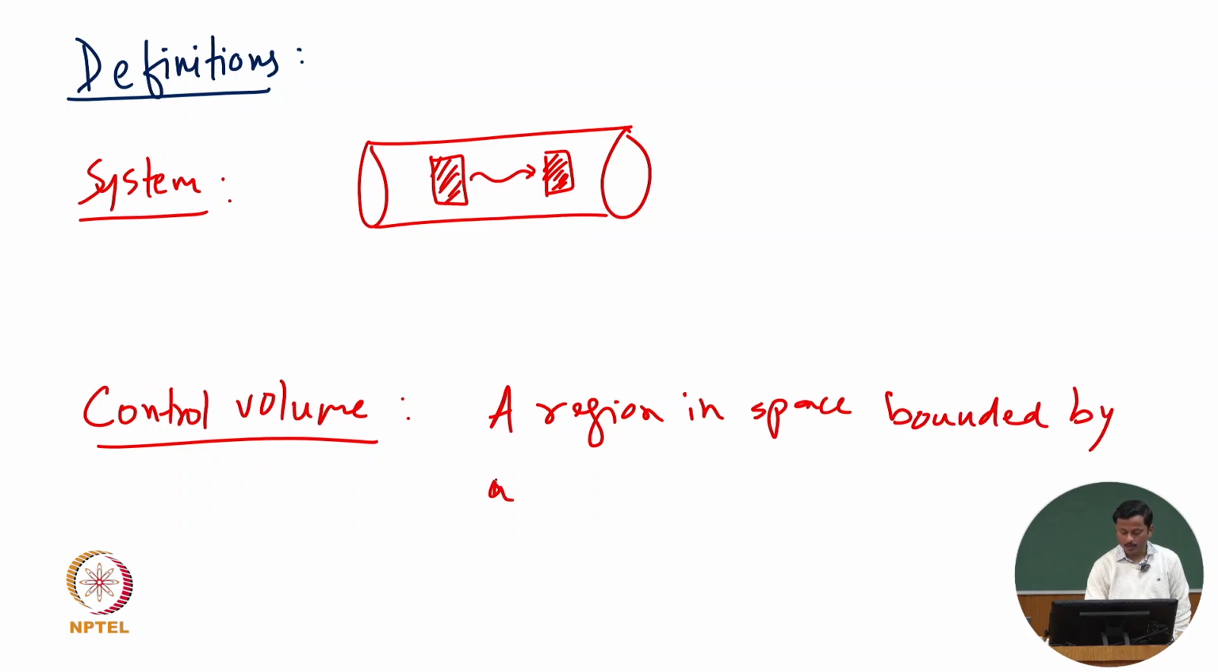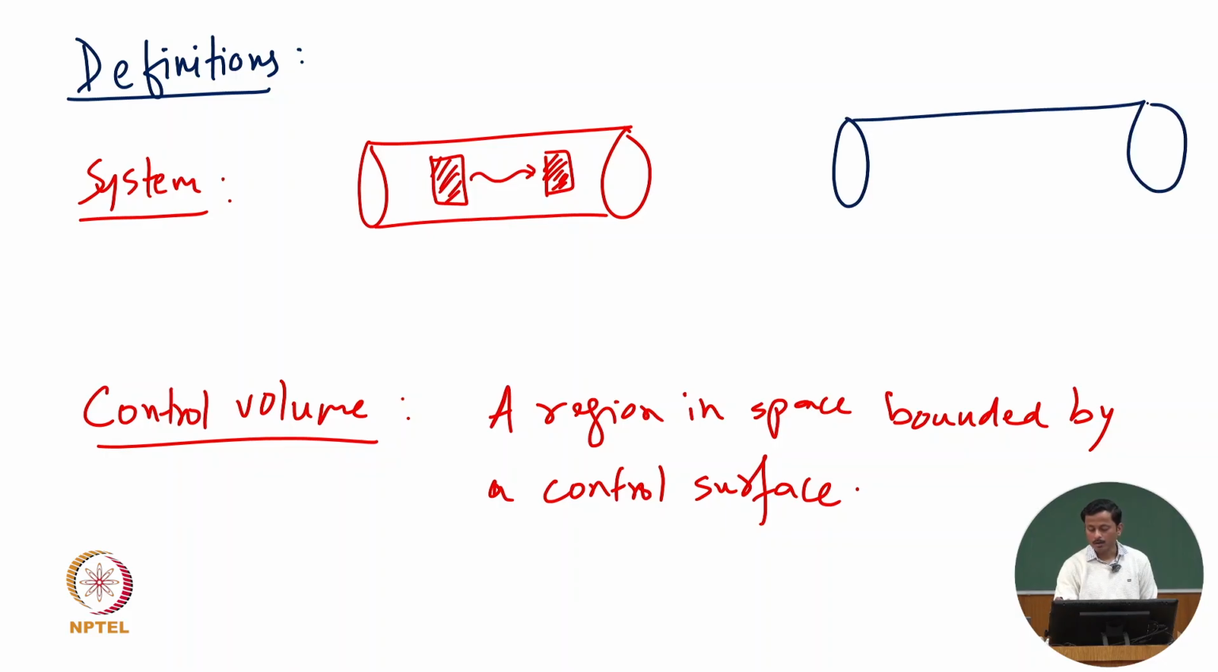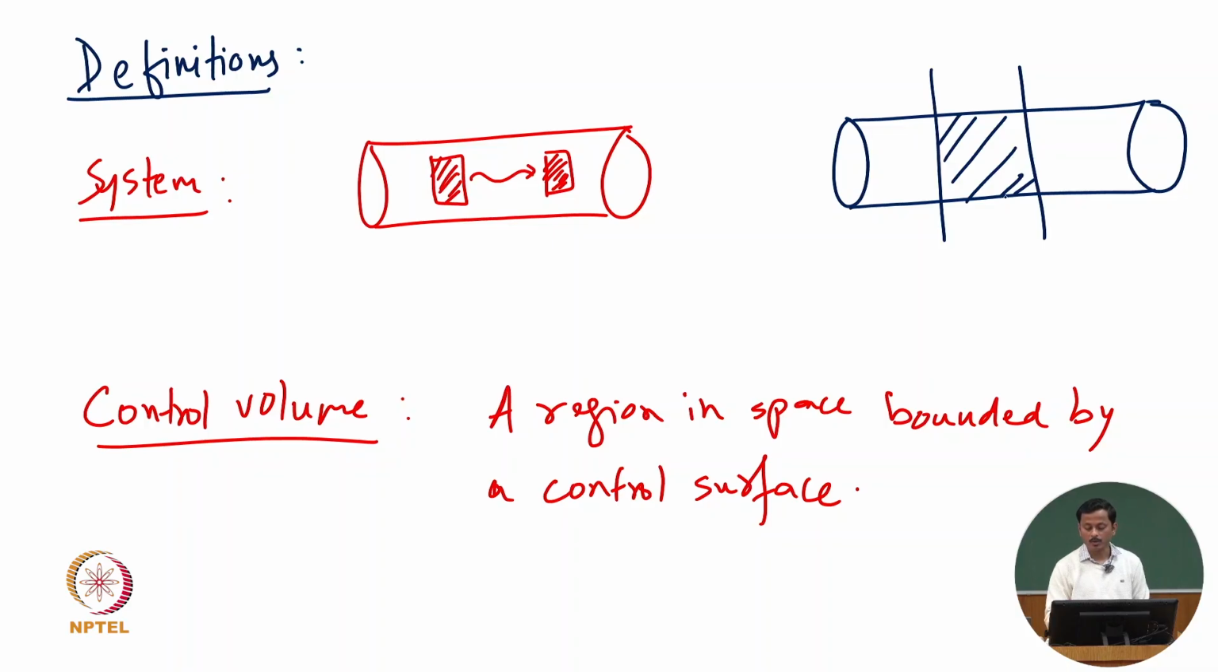There can be various different wordings, but this is just a region in space which is of your interest and is bounded by a control surface. So again, explaining it through a pipe flow, if this is your region of interest, this is where you want to do some measurement. For example, you have a temperature probe here, or you have a camera which is looking into this, and then you are measuring some velocity field. This is your region of interest. So this is your control volume, and this is bounded by a control surface.